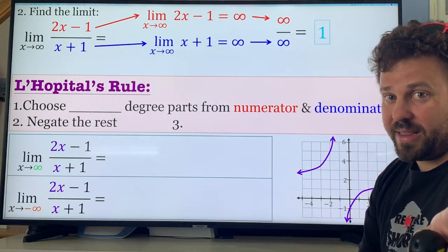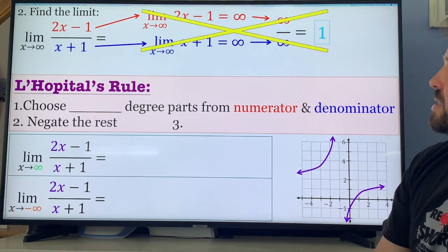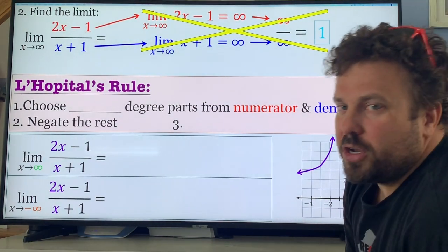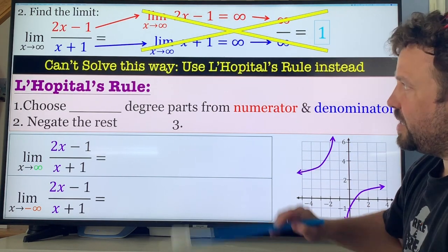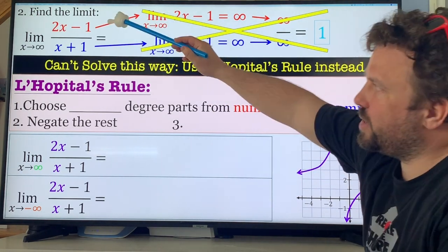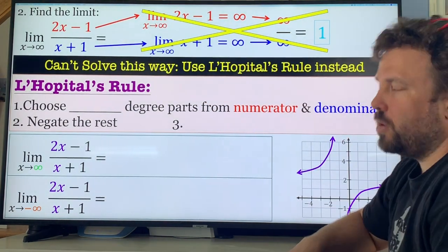Yeah? If you got that answer, bad job, you're wrong. Now, that isn't the right way to do it. You guys should hopefully remember you have to use L'Hopital's rule. That's why it's there. You can't solve it this way. You can't just pick up the top, pick up the bottom, and throw infinity in. You have to use L'Hopital's rule.